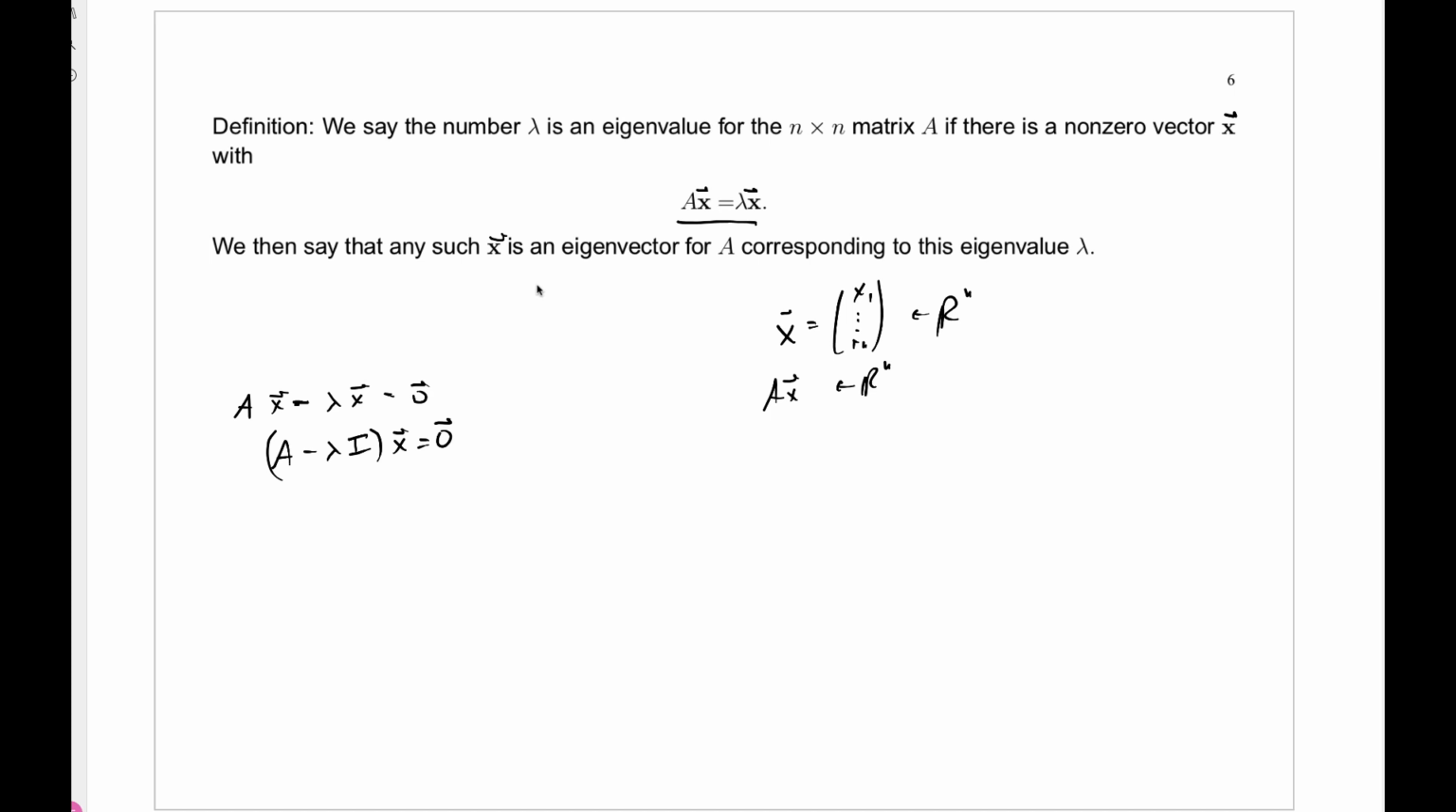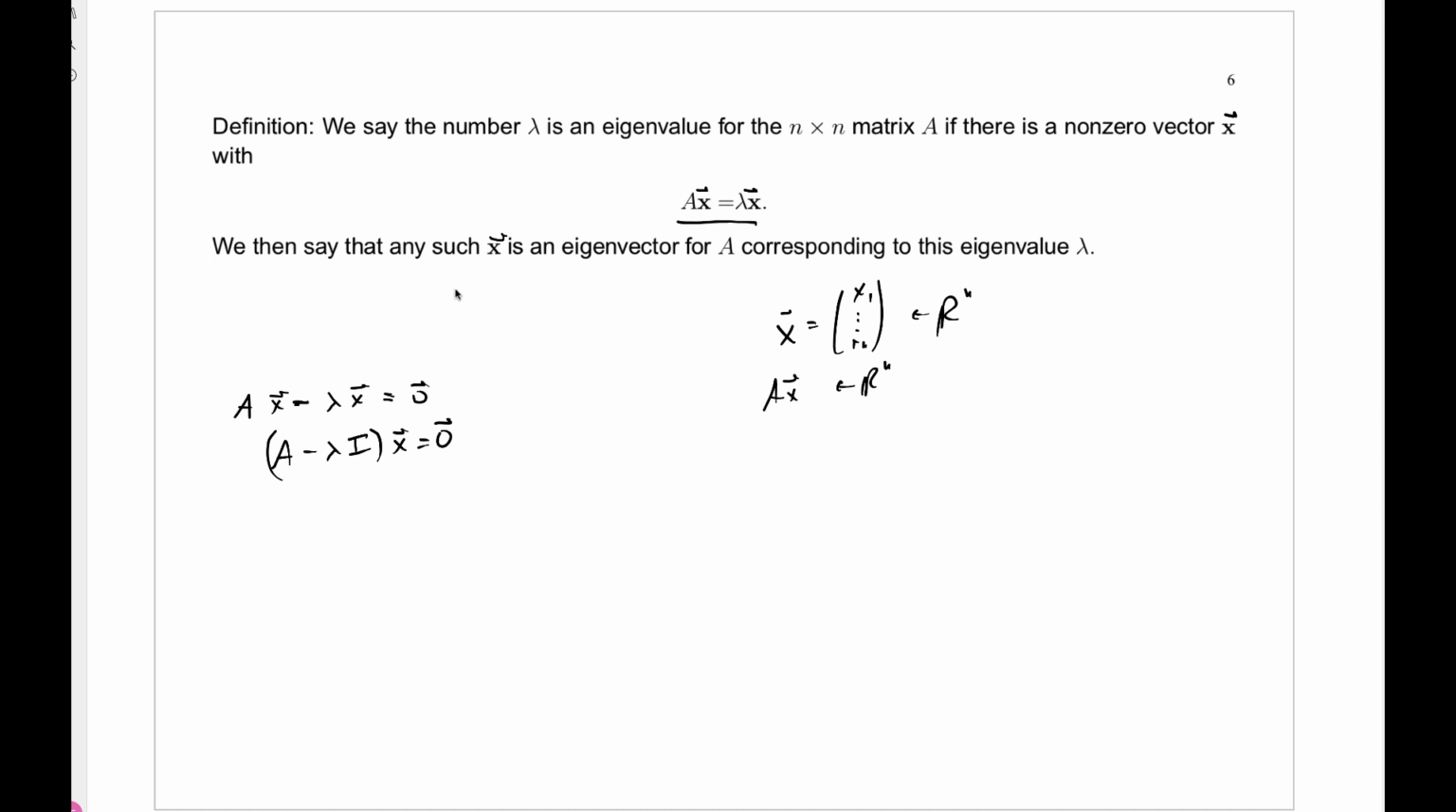The 0 vector is just a vector with all zeros as its entries. Why do I have a minus lambda I times x? Well, A times x is just Ax. And then lambda I times x is just lambda times x. The identity times x is just that vector x itself.